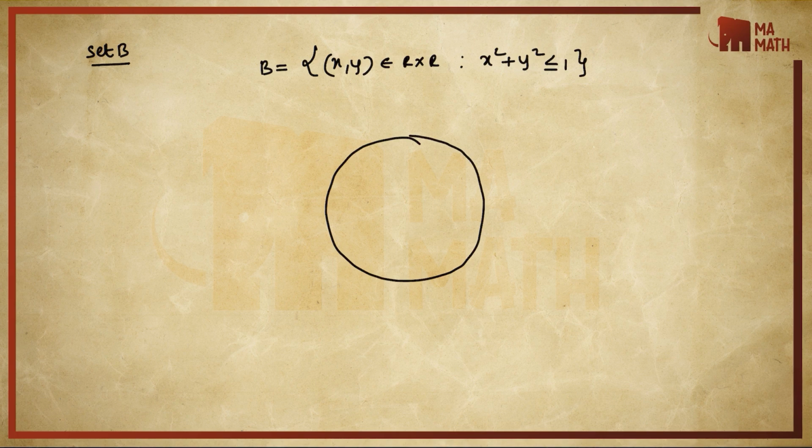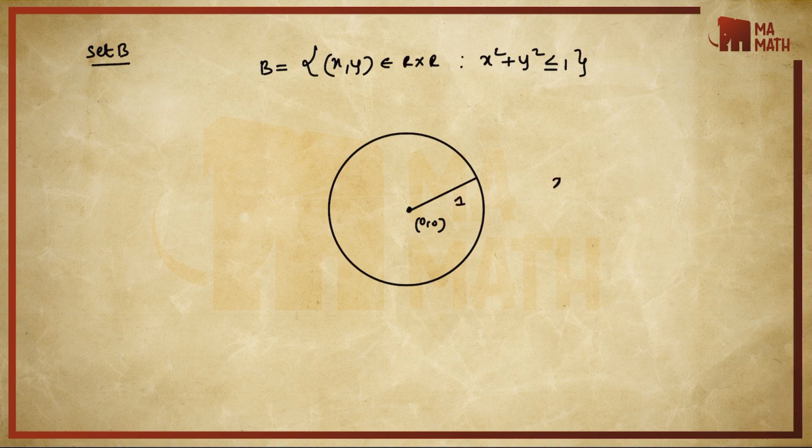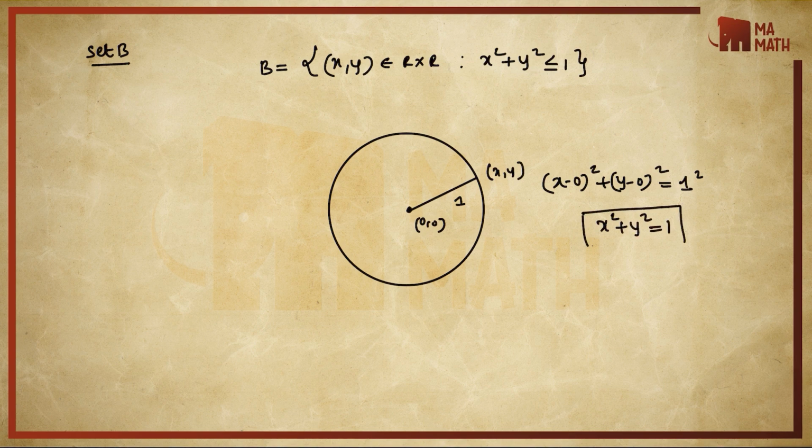So let's understand. Imagine we have a circle and the center is origin and the radius is 1. This kind of circle has an equation, that is x minus 0 whole square plus y minus 0 whole square is equal to 1 square. Distance from this origin to any point which is the locus of this particular circle will be equal to this equation. If you simplify, this equation is simply x square plus y square is equal to 1, which is the equation of a circle. So x square plus y square equal to 1 represents this equation of a circle. So let's say that equation of circle is this one.